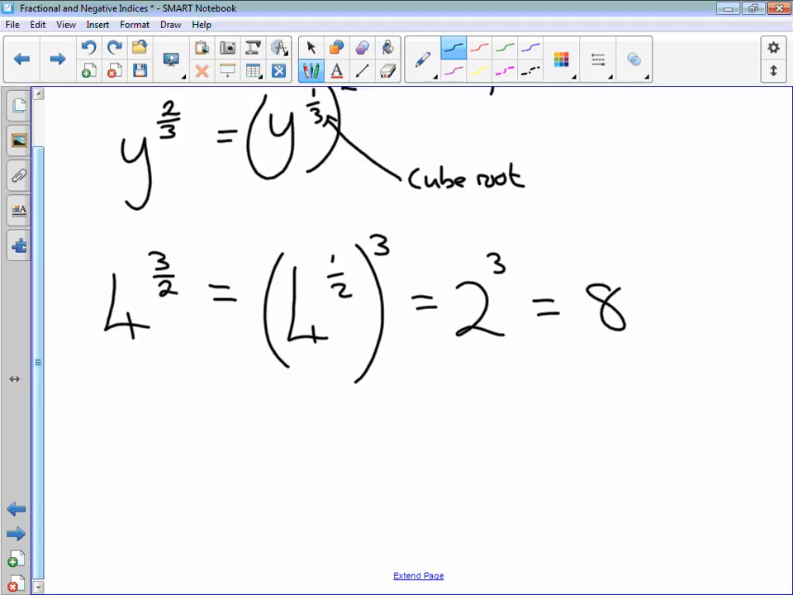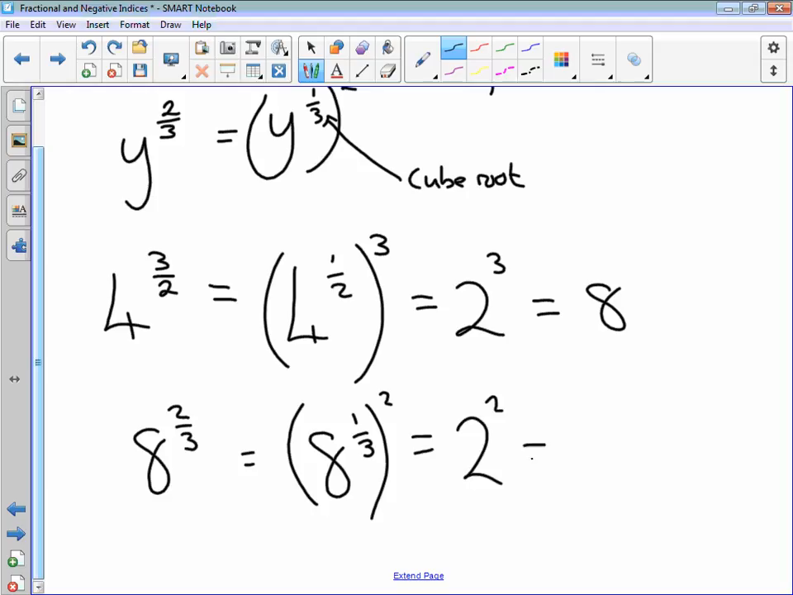If I take 8 to the power of 2/3, I'm suspicious here because 8 is a cube number, so I'm going to work out the cube root of 8 and then square it. The cube root of 8 is 2. I square that, which gives me 4.